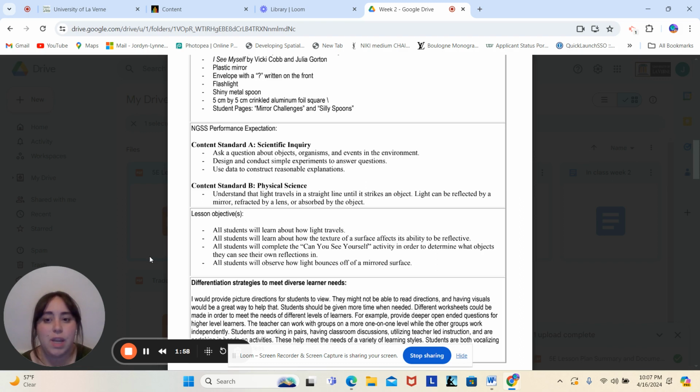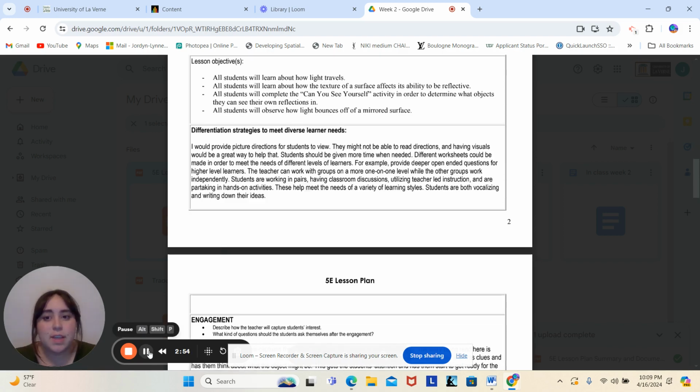And then in terms of lesson objectives, they're learning about how light travels. They're learning about how the texture of a surface affects its ability to be reflective. They are completing the Can You See Yourself activity in order to determine what objects they can see their own reflection in, and they will ultimately observe how light bounces off of mirrored surfaces.